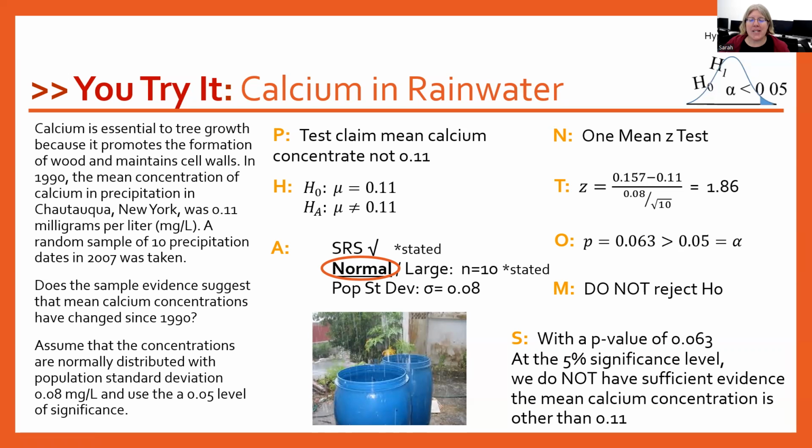So my conclusion statement is, with a p-value of 0.063 at the 5% significance level, we do not, so that matches your decision in M, we do not have sufficient evidence the mean calcium concentration is anything other than 0.11. You could have also said we don't have sufficient evidence the mean calcium concentration differs from 0.11 or is not. So there's a lot of different ways you can say that. As long as you get an equivalent meaning there, you are all good.